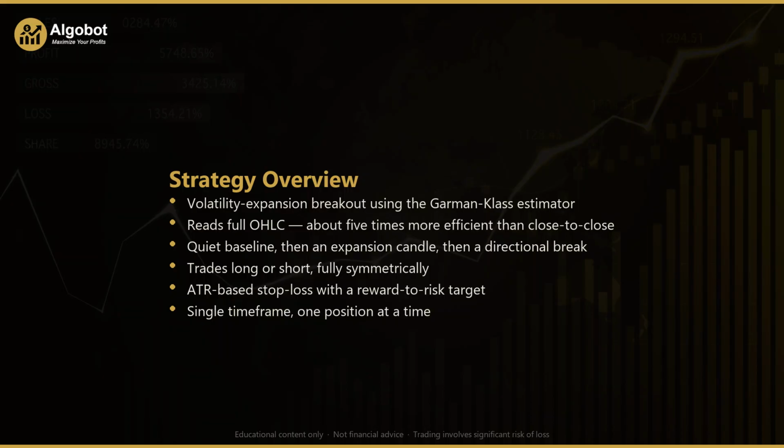The Garman Klass Volatility Breakout is an educational expert advisor that studies how energetic the market is before it commits to a trade. Rather than reacting to price alone, it measures volatility using the Garman Klass estimator, a statistical formula that uses the full open, high, low, and close of every bar. Because it uses the entire shape of each candle, it is roughly 5 times more statistically efficient than a simple close-to-close volatility measure, and it never produces a negative value. This EA can be applied to any market and any time frame you choose in MetaTrader 5, whether that's a major currency pair, an index, or a commodity, because every calculation is based on the chart's own candles.